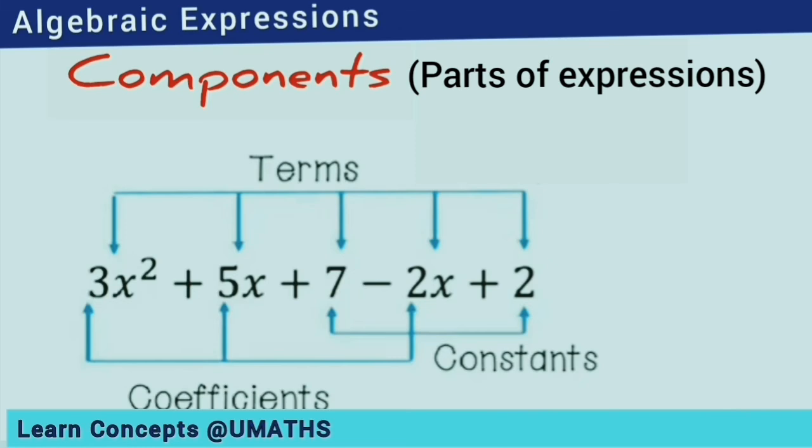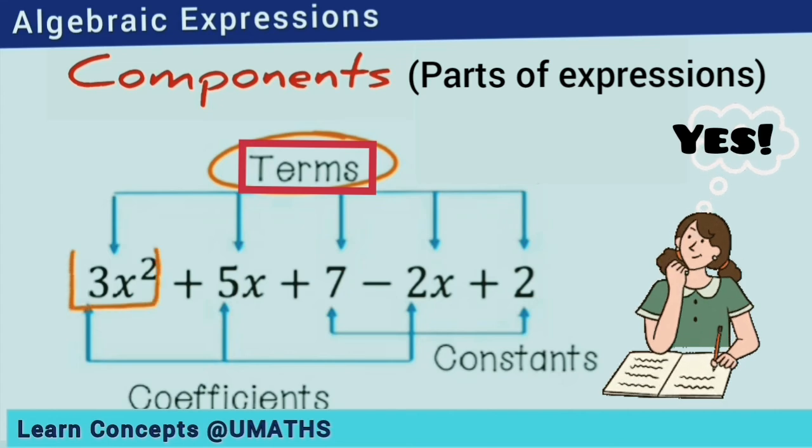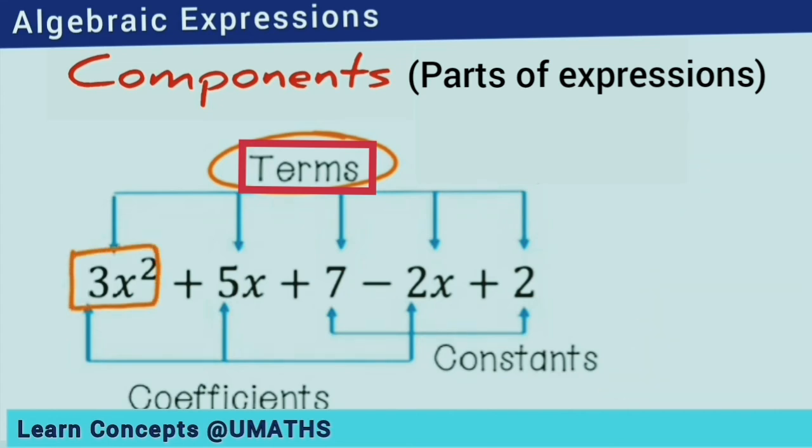First, let us talk about terms. Now you know the terms are the parts of an expression that are added together, right students? Can you identify terms in this expression? Think. Yes, positive 3x square, positive 5x, positive 7, negative 2x and positive 2. Right students?